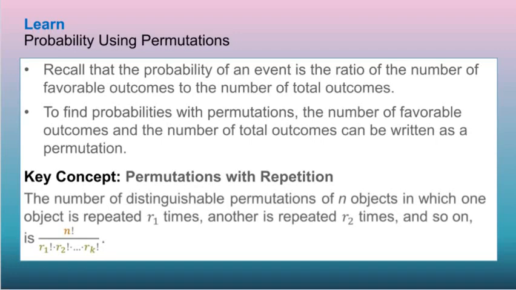Probability using permutations. Recall that the probability of an event is the ratio of the number of favorable outcomes to the total number of outcomes. The number of favorable outcomes and the number of total outcomes can be written as permutations. The number of distinguishable permutations of n objects in which one object is repeated r1 times, another is repeated r2 times, and so on, is n factorial divided by r1 factorial, r2 factorial, and so on. Another way is just doing 1 over nPr.